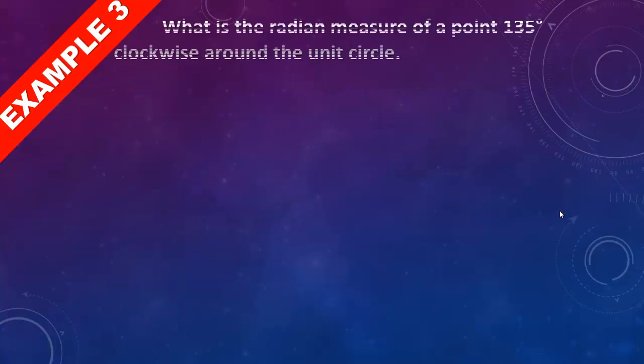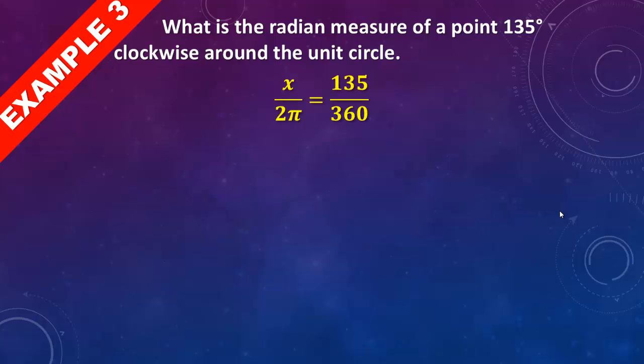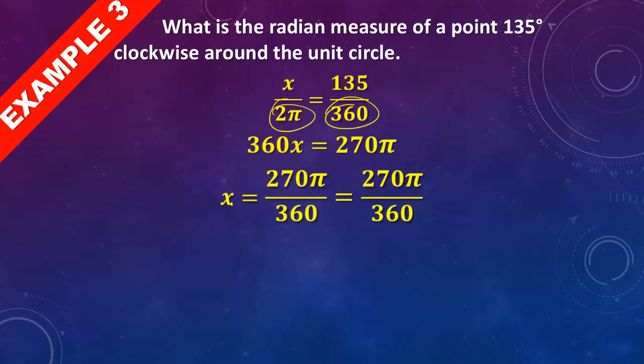In example 3, what is the radian measure of a point 135 degrees clockwise around the circle? Here's how you can set it up. We're trying to find our radian measure, so we're trying to figure out the top number. We know it's an entire unit circle, so we use 360 and 2 pi because both represent an entire circle. We know the point's 135 degrees around, so we cross multiply and divide to get x equals 270 pi over 360, which conveniently reduces to 3 pi over 4.